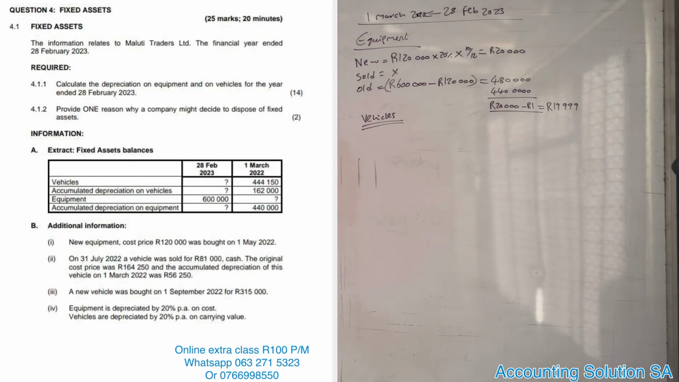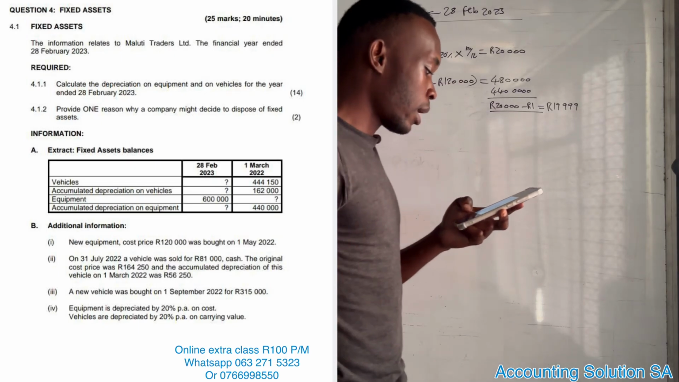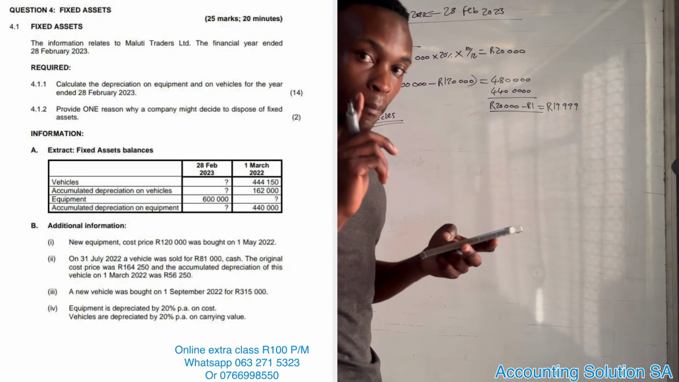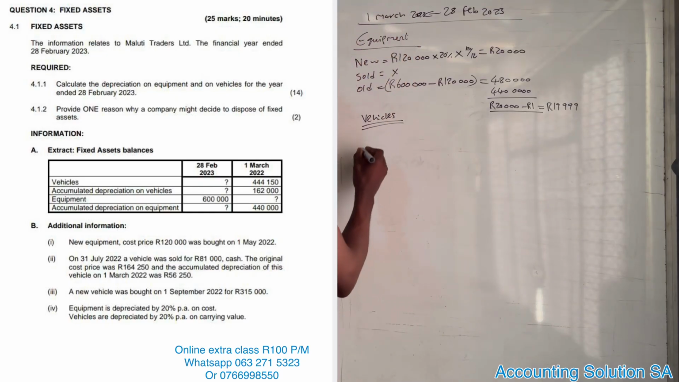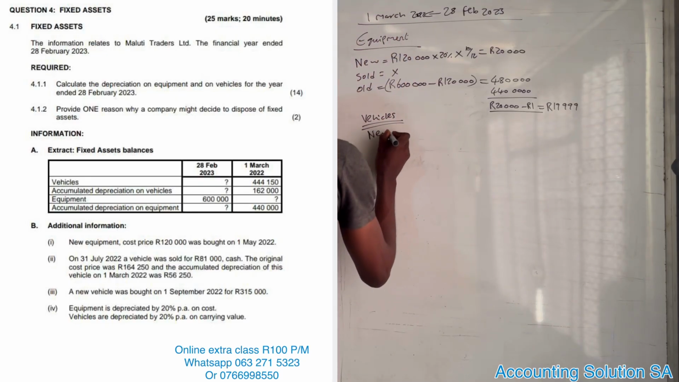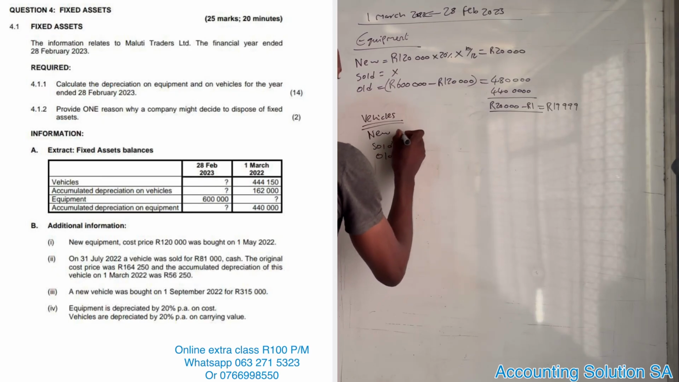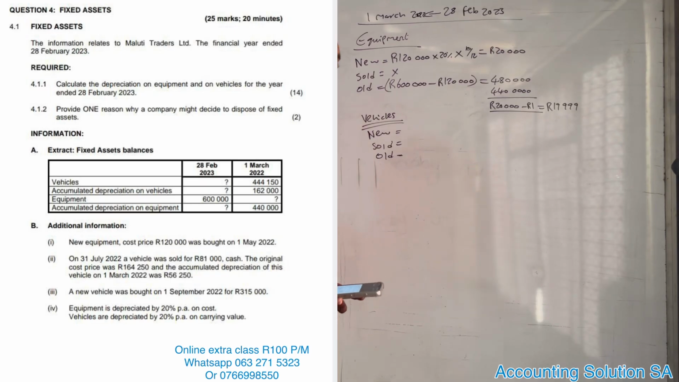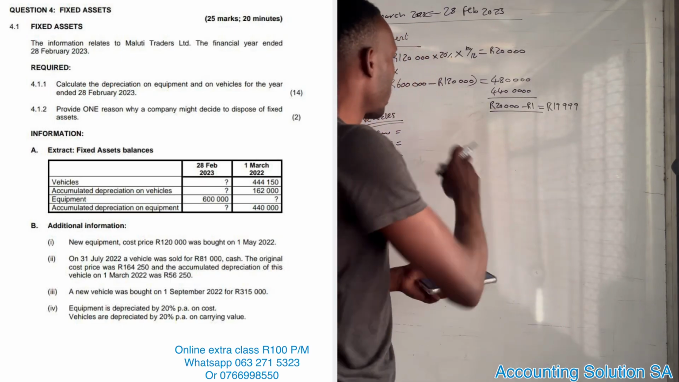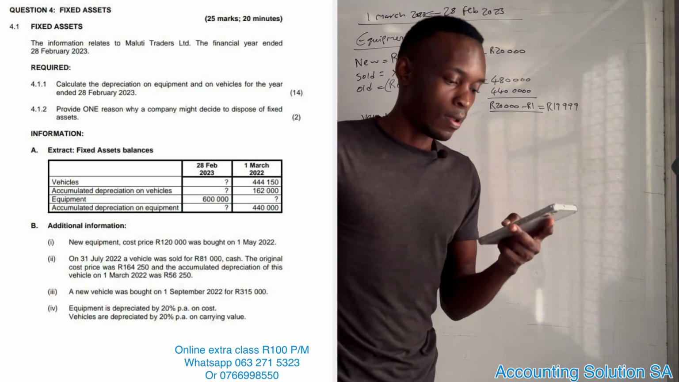Vehicle, we have to read information number 2. On 31 July, the vehicle was sold. Remember, I said that when you calculate depreciation, do this: the new, old, and sold, 3 categories. Just write them, no matter whether they are there or not. If they are not there, you just write a dash like what I did.